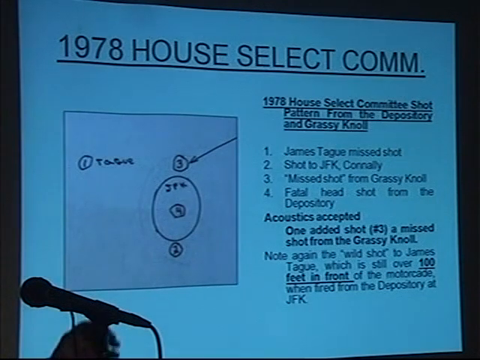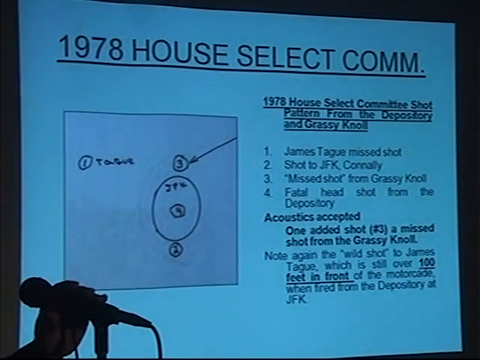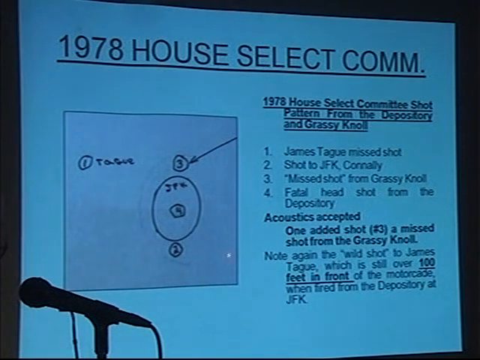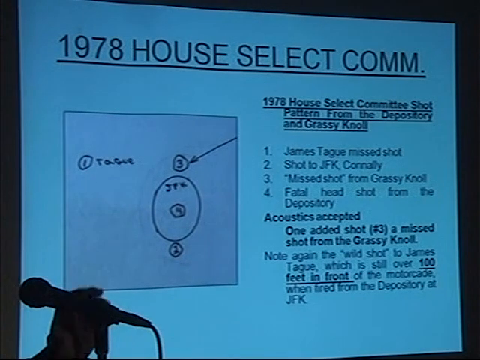The 78 House Select Committee came along and said, well, wait a second, this acoustic has another shot on it. And so they said, well, we'll call that the miss shot, and we'll say that there was a miss shot, number 3, from the grassy knoll. And then they kept the other shots along, but you still had this wild shot to James Tague. Next slide.